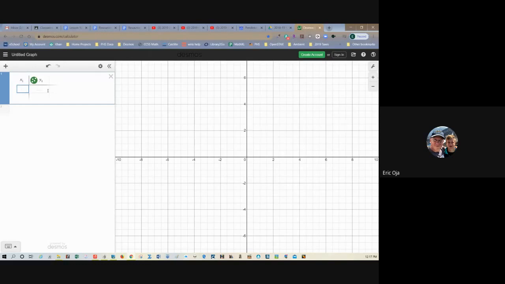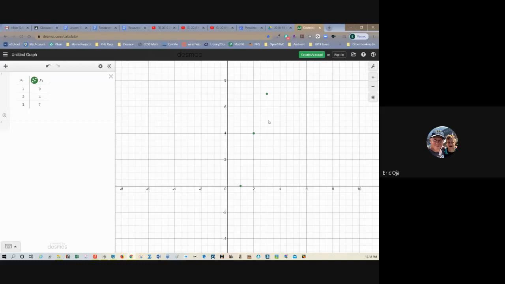So what if we had X values of 1, 2, and 3? And let's just say, I'm going to make up some Y values. Let's just say they were 0, 4, and 7, something like that. And you'll notice over here that these points will show up on Desmos that I just plotted. Now, to get regression, all you've got to do is this.